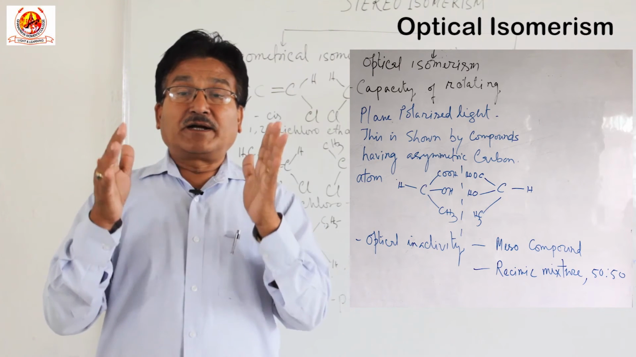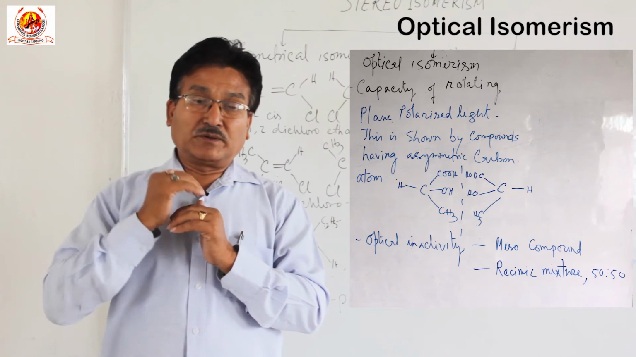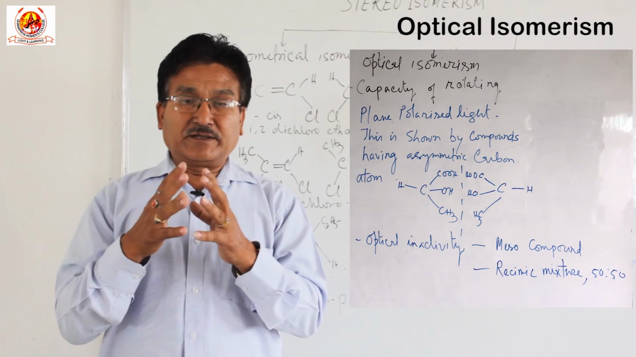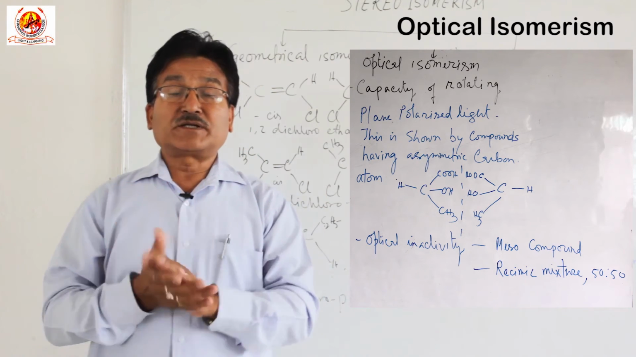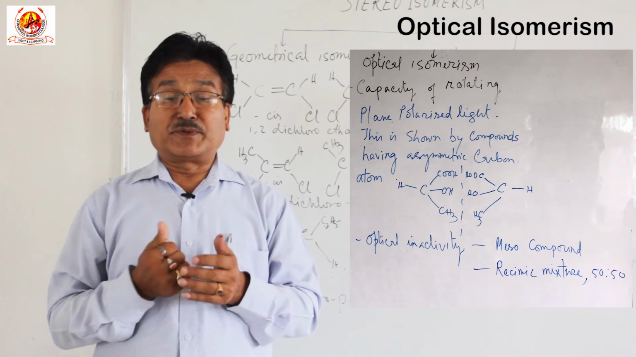These are the compounds. They are optically active to that compound, but they are inactive due to their nature, that is racemization and formation of meso compound like this. This is called internal compensation.